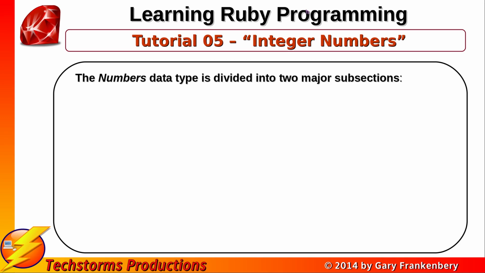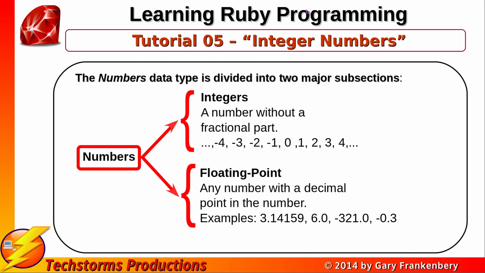The numbers data type is divided into 2 major sections, integers and floating point numbers. An integer is a number without a fractional part, 0, 1, 2, 3, 4, and so on infinitely in the positive direction, and -1, -2, -3, -4, and so on infinitely in the negative direction. A floating point number is any number with a decimal point. Examples are 3.14159, 6.0, -321.0, and -0.3. Let's focus for now on just the integers.